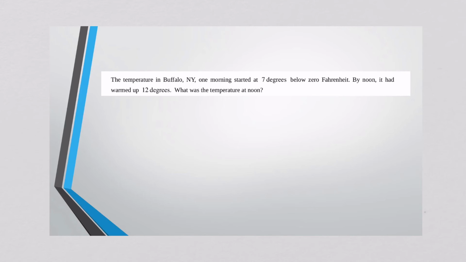Okay, for this problem right here, the temperature in Buffalo, New York, one morning started at 7 degrees below 0. So that's a -7. By noon, it had warmed up 12 degrees, so the temperature rose, which is a plus 12 degrees. So what was the temperature at noon? -7 plus 12 is 5 degrees Fahrenheit.